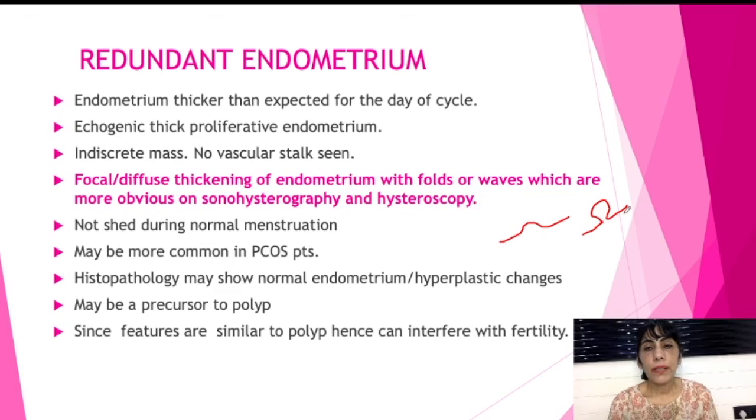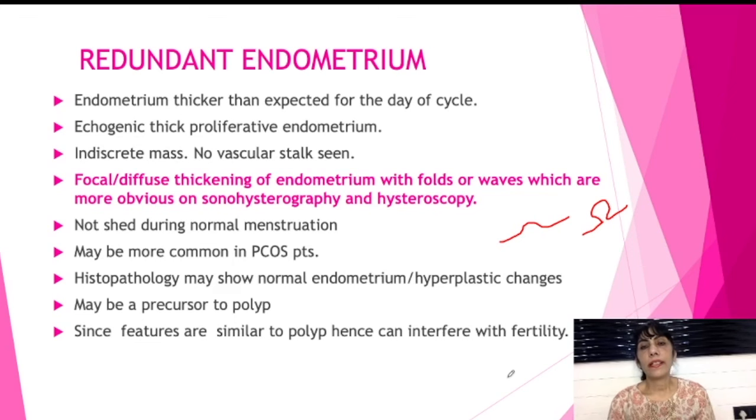Just like a polyp, this is also not shed during menstruation, and it is more common in PCOS patients. The histopathology also sometimes may show hyperplastic changes like a polyp or endometrial hyperplasia, and in some cases it may be just a normal histopathological endometrium. It can be taken as a precursor to polyp, since it has features similar to a polyp, because in some cases, as I've told you, it may have hyperplastic changes. It can interfere with fertility. So these are the things.